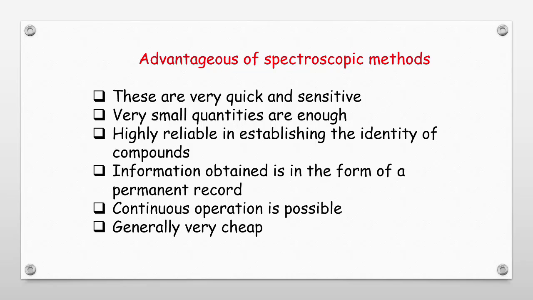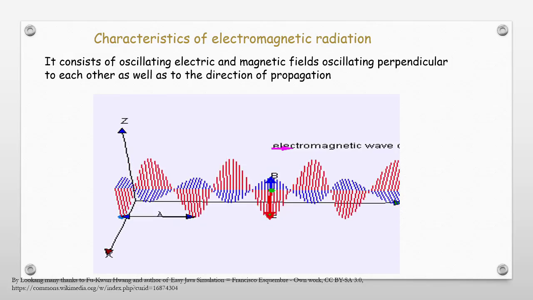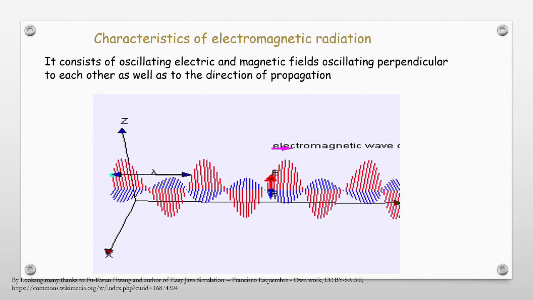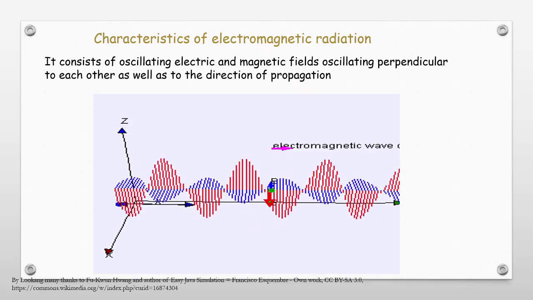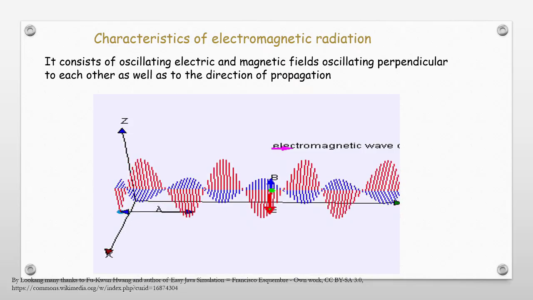And continuous operation is also possible. This is when you are applying it in industry. For example, in industry involving synthesis of chemicals, the samples can be analyzed during the process of synthesis and can be automated also. Usually these are very cheap. So before going into the spectroscopic technique, we have to know what is the nature of electromagnetic radiation? What is the characteristic of electromagnetic radiation?